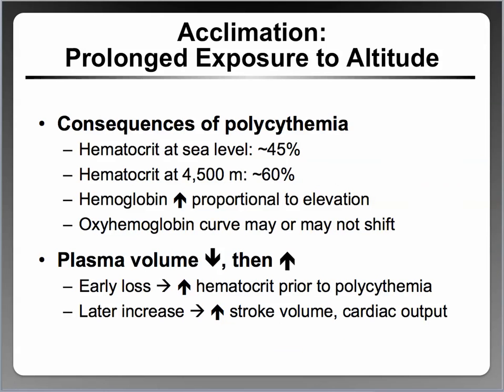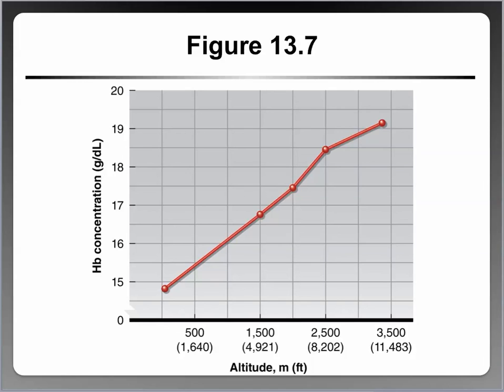And this slide talks a little bit further about polycythemia. Hematocrit levels are about 45% at sea level. They increase with altitude. And it's interesting to note that hemoglobin increases in a proportional manner to the elevation. And this is an interesting figure that shows you hemoglobin concentration for various residents who are living at different altitudes. And you can see the linear increase here.